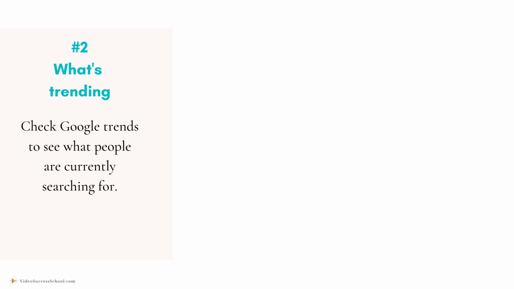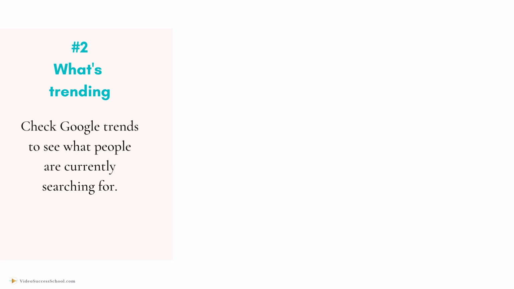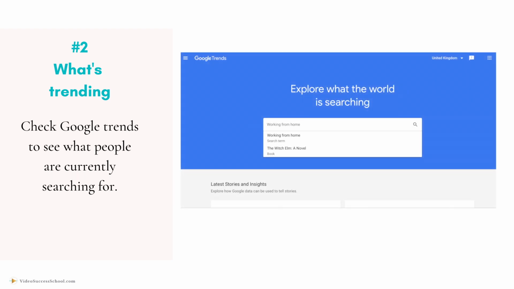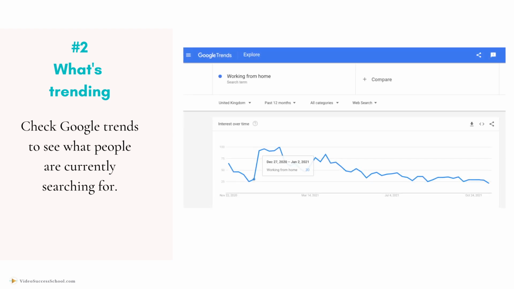Another strategy is to think about what's trending. You can use tools such as Google Trends to see what people are currently searching for. As an example, let's think about the new wave of working at home. Perhaps this is something that could be relevant to your channel topic. So let's take a quick look at this now. I'm searching working from home in the UK for the last 12 months. This clearly shows that it was trending in the UK's lockdown periods, which is no surprise, of course. You can see that massive hike in searches in early 2021.